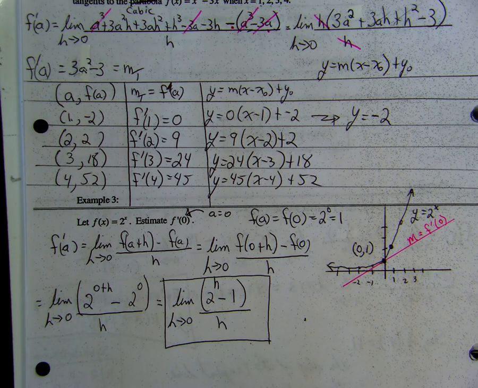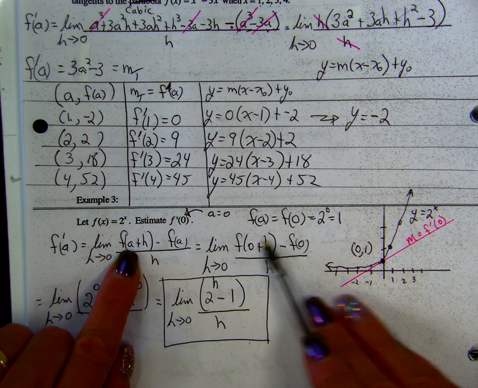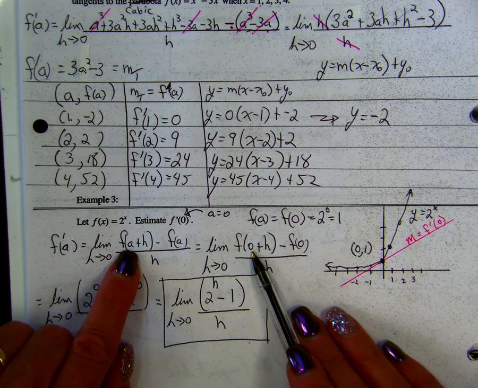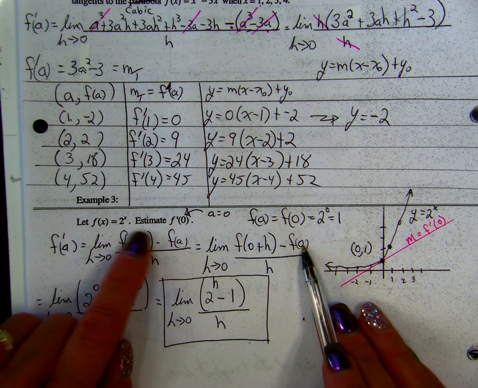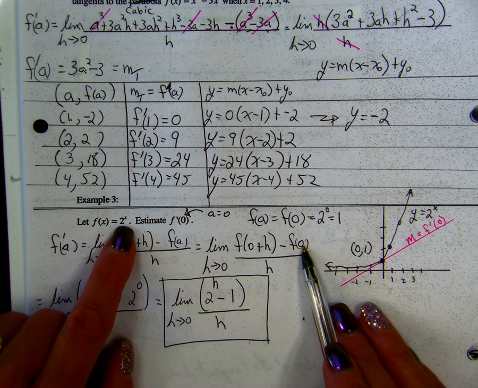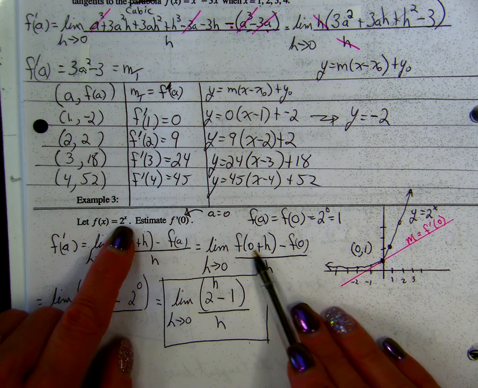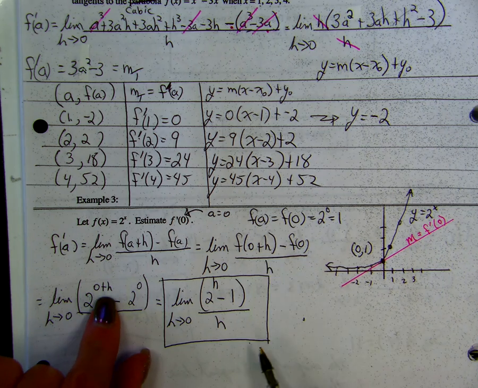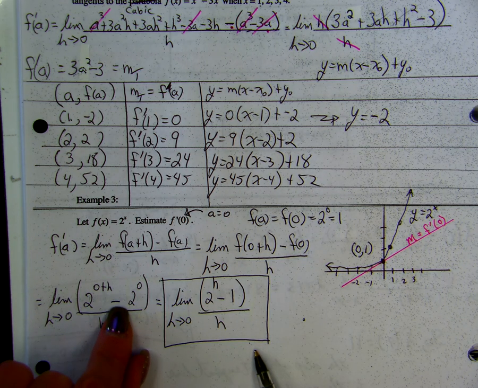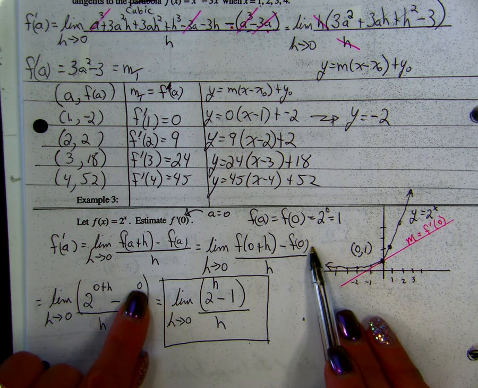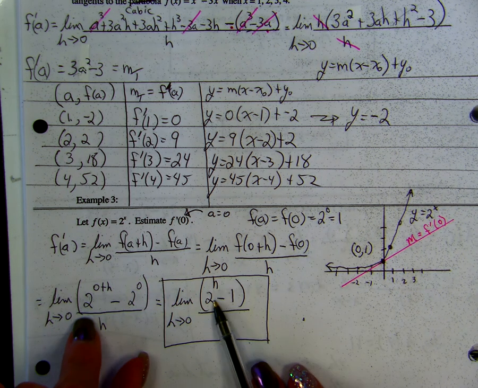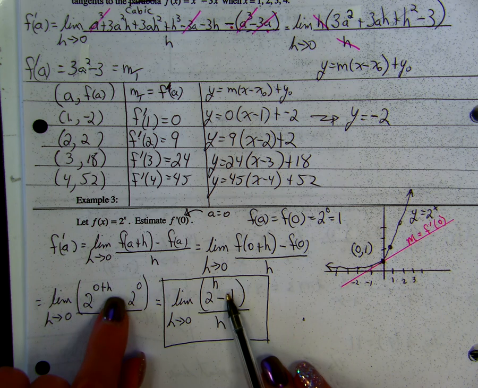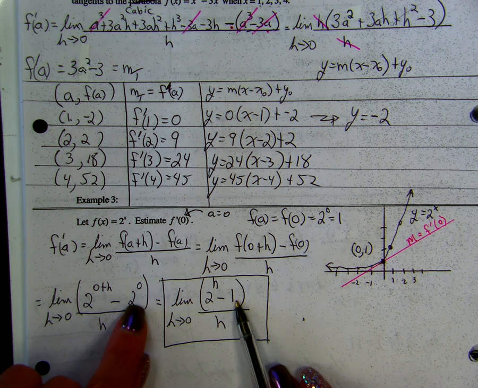Okay, here's as far as I could get. The function at a plus h minus the function at a. So every time I saw an a, I've plugged in a 0. What's the function? 2 to the x. So what's the function at 0 plus h? 2 to the power of 0 plus h, minus the function at 0, would be 2 to the 0. Okay, well 0 plus h is just h, so I have 2 to the h, and 2 to the 0 is 1. So I simplified that.